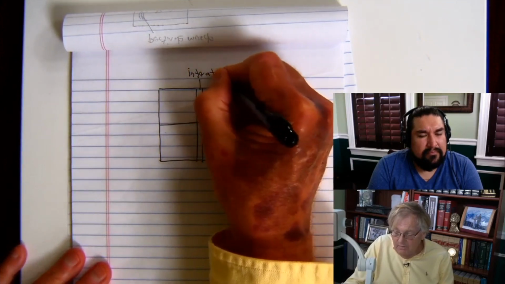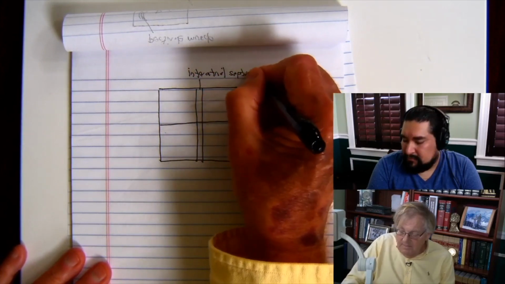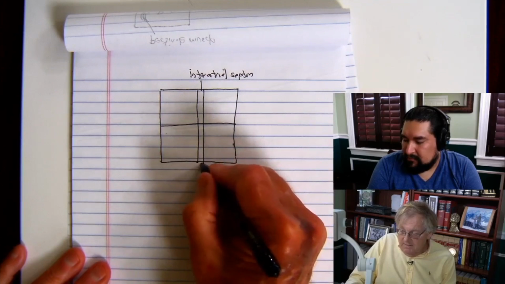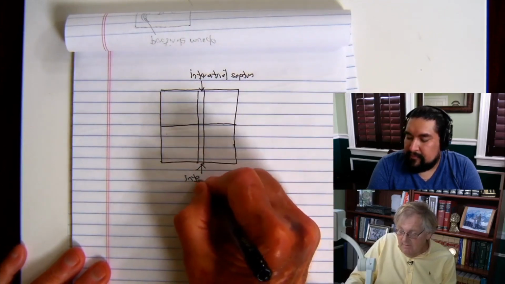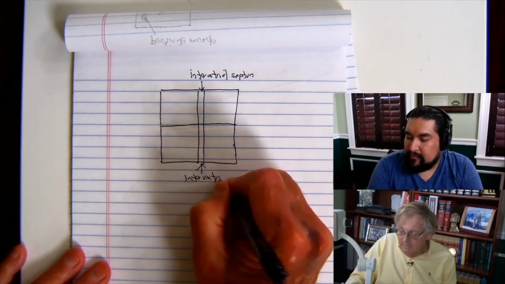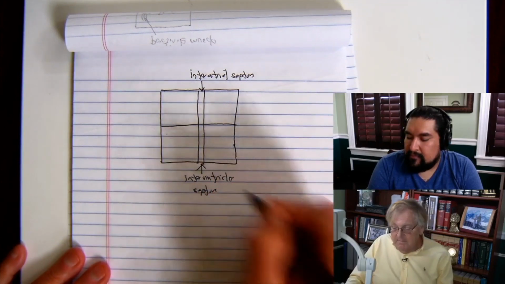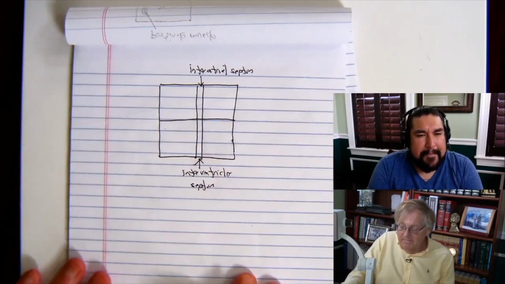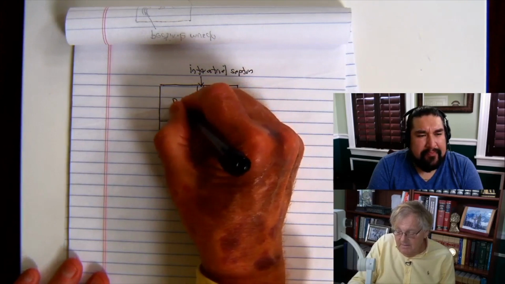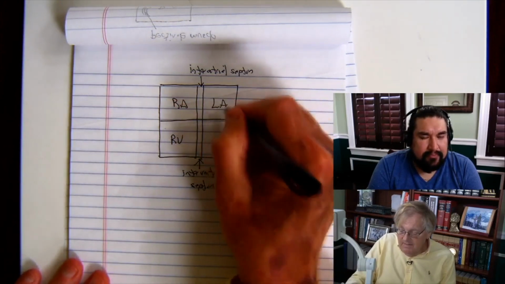interatrial septum, and this is called the interventricular septum. Remember, inter means between, septum is a divider. This is the right atrium, right ventricle, left atrium, left ventricle.